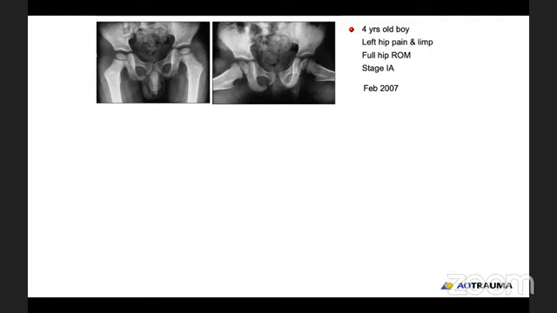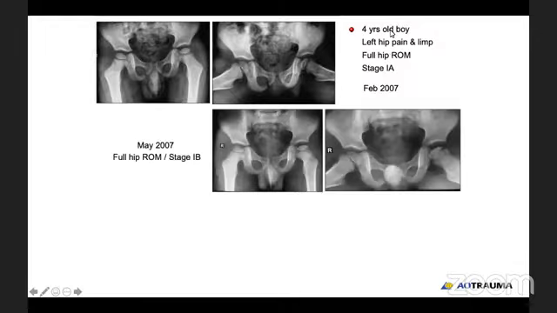a decision-making process. So here's a 4-year-old boy with left hip pain and limp. He has a full hip range of motion. And as you can see, there's no collapse, sorry, but there is some sclerosis of the left hip epiphysis. And that's what's called stage 1A. So if you see that this child is young in age, the range of motion is almost full, the stage of the disease is early, and he has about 50% or so involvement, he's likely to develop a good result. And therefore, we elected to leave this child alone.